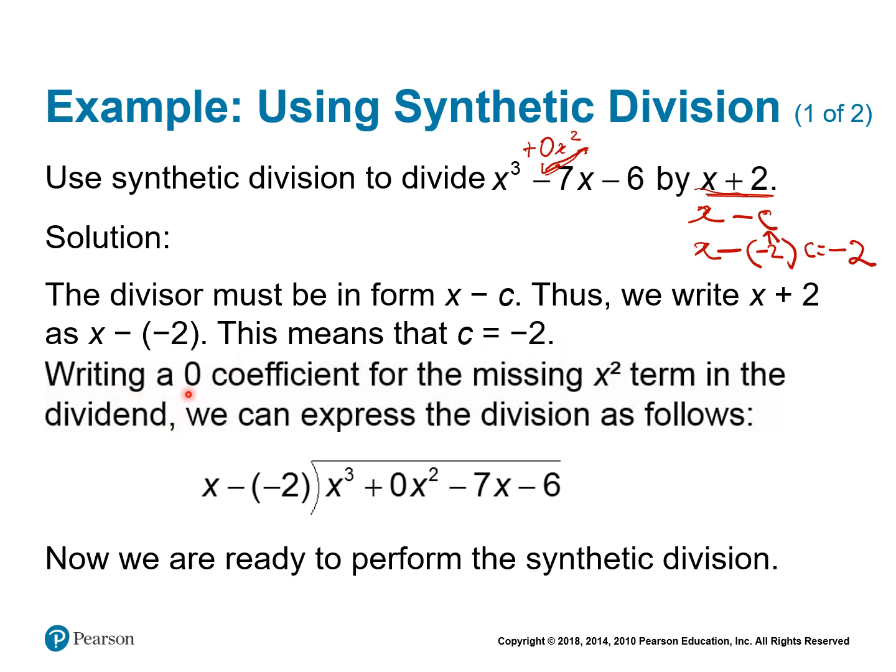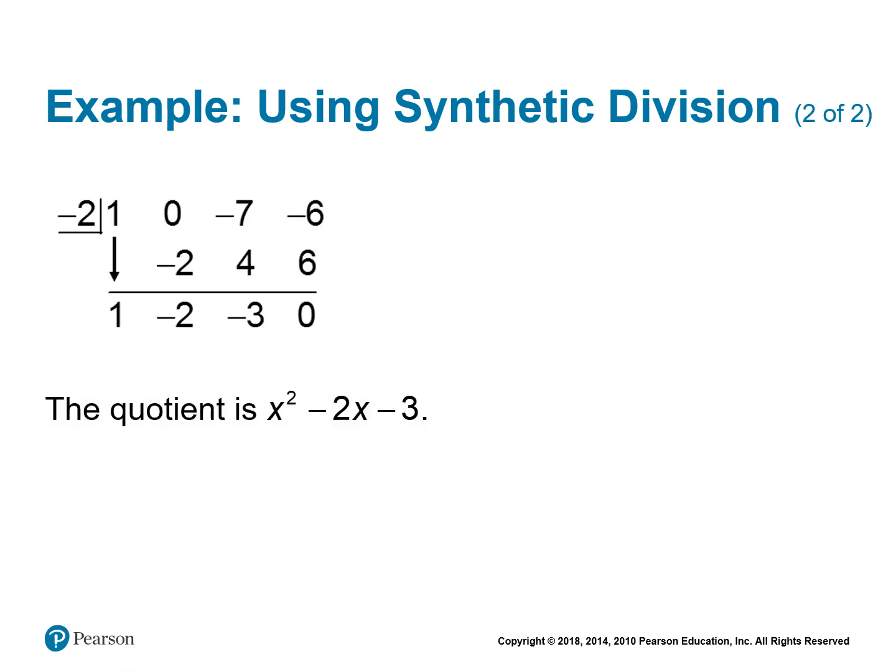Now, writing a zero coefficient for the missing x squared term in the dividend is also needed. We can express the division as x cubed plus 0x squared, right, for the missing term, so minus 7x minus 6. But here we have done it in long division format. So let's see, maybe in the next slide, they will set it up as synthetic division. Let's move ahead and see what happens.